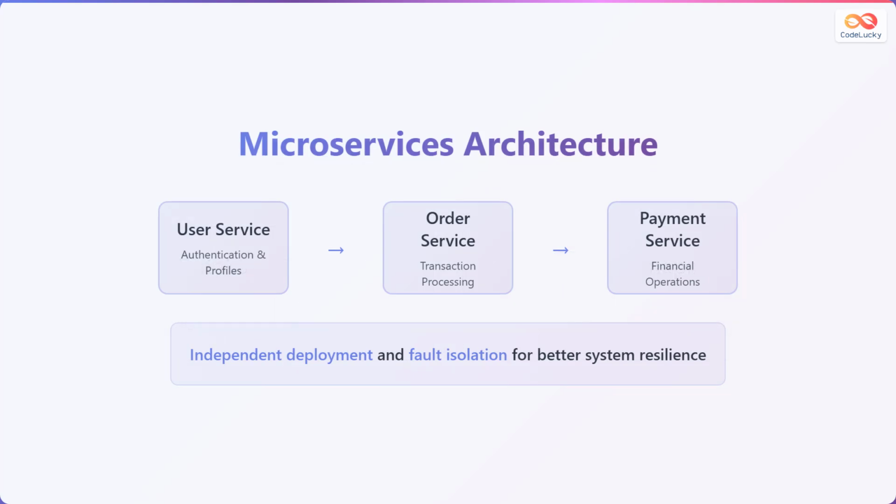Let's take a look at Microservices Architecture. Here, we have a user service responsible for authentication and profiles, an order service for transaction processing, and a payment service for financial operations. These services operate independently and communicate with each other. This architecture enables independent deployment and fault isolation, which enhances system resilience. If one service fails, it doesn't necessarily bring down the entire system.